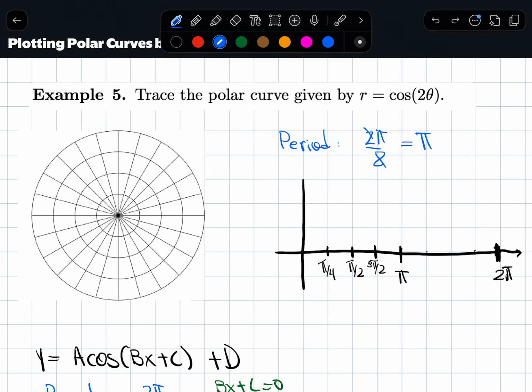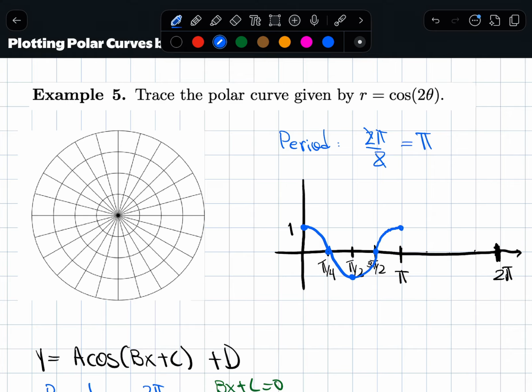So I know that the regular cosine function starts at 1. Cosine of 0 is 1, right? So I'm going to be 1 here. Plot 1 there. And then the cosine function goes down to 0. Then down, then up, then up. So you gotta know how to graph these. If you don't, you gotta review before you go about plotting curves using these graphs.